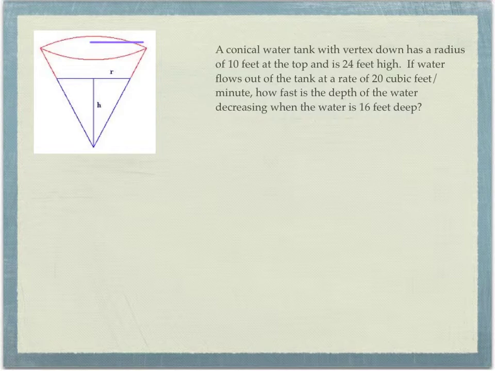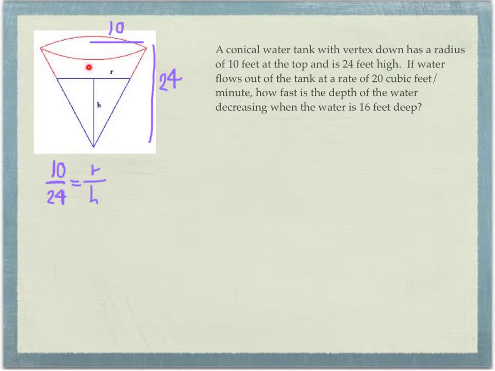Now, we know from the problem here that the top has a radius of 10 feet, and we also know that the whole height of this thing is going to be 24 feet. So a lot of times, especially to connect these two variables, r and h, we'll do a little proportion here. So do you see that 10 over 24, that would be the radius over the height, and I can set that equal to r over h.